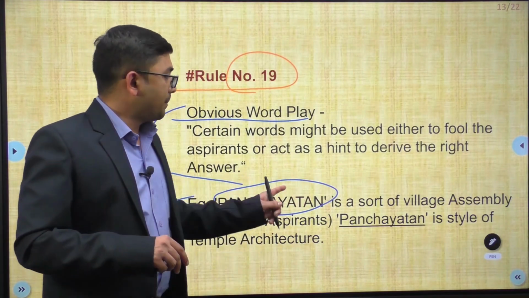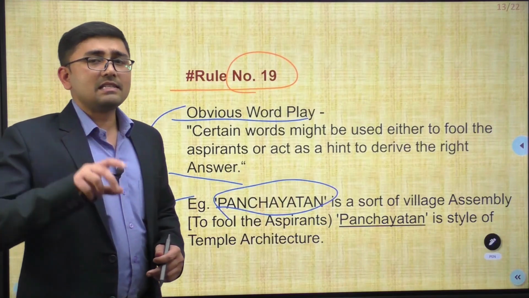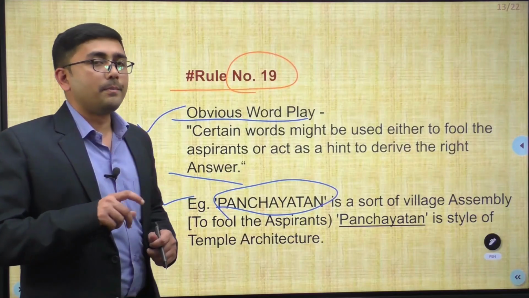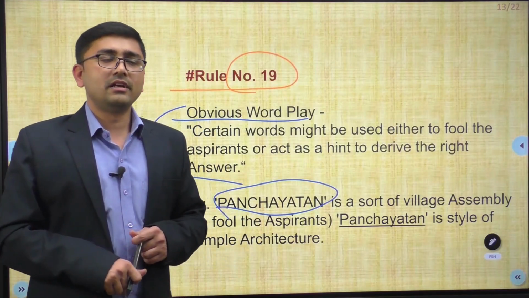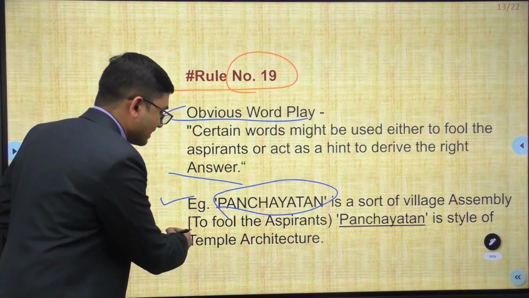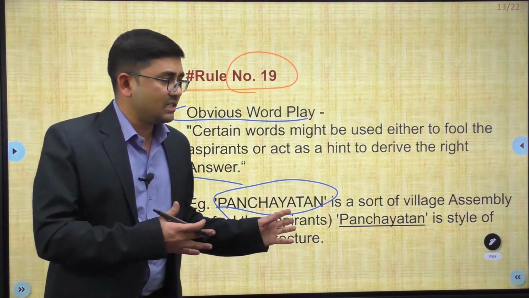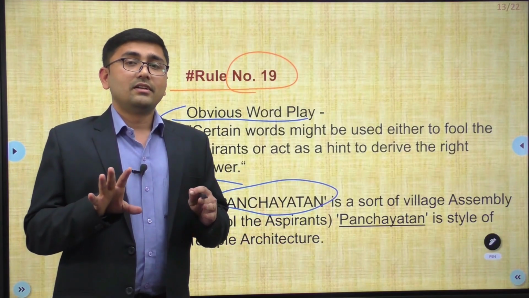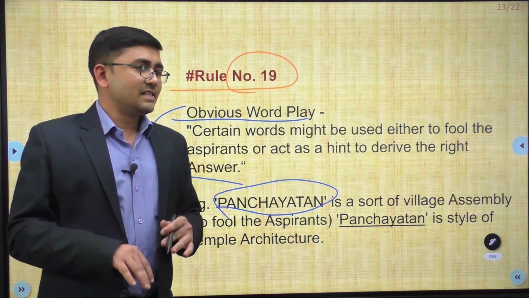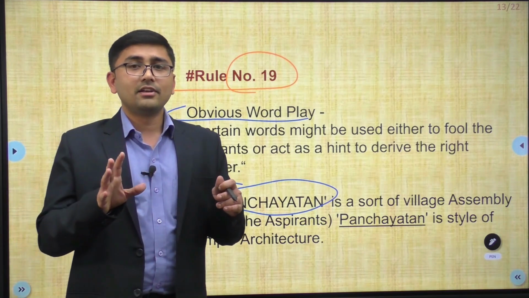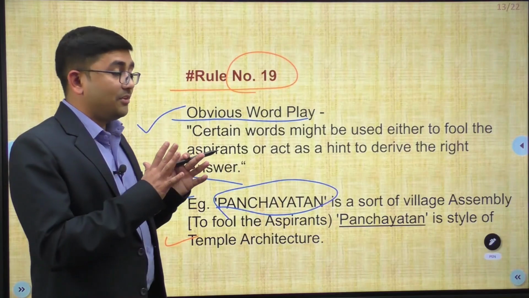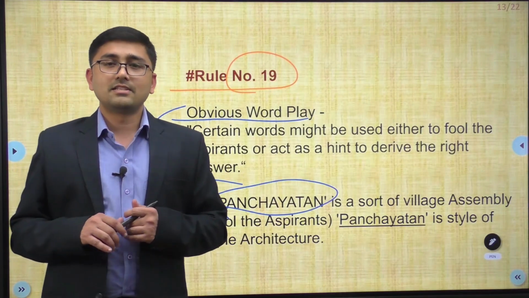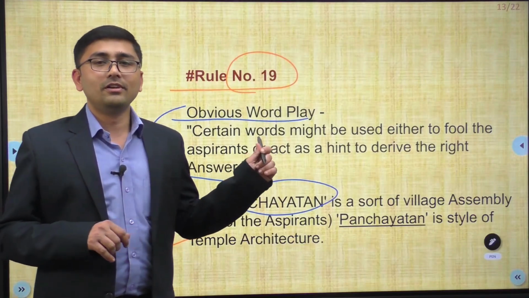Okay, so in the Panchayatan question, UPSC has given village assembly as an option, and a style of temple architecture. The one who is serious about his preparation will say, sir, it is a style of temple architecture, and the question was not that difficult, it was very easy. The one who is not preparing seriously will say, sir, Panchayatan, Panchayat, village assembly, village Panchayat, and will mark that answer. It is just to make a fool of the aspirant.